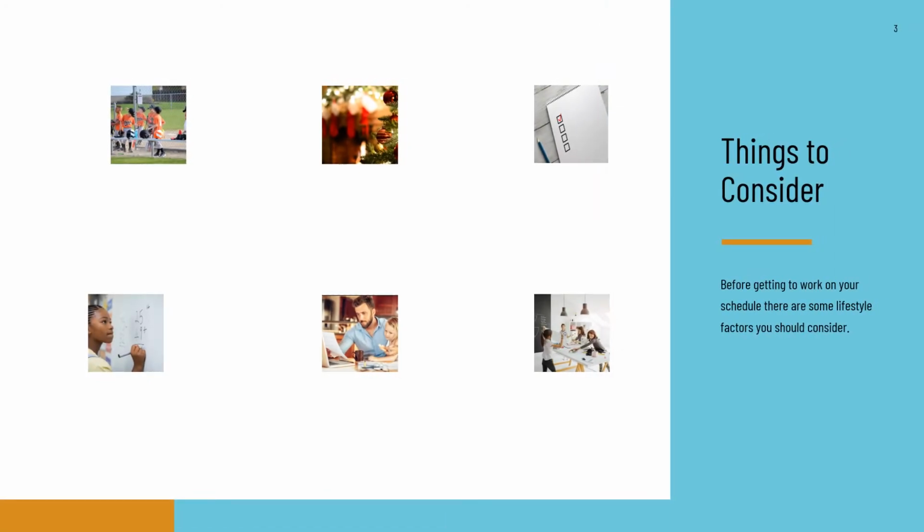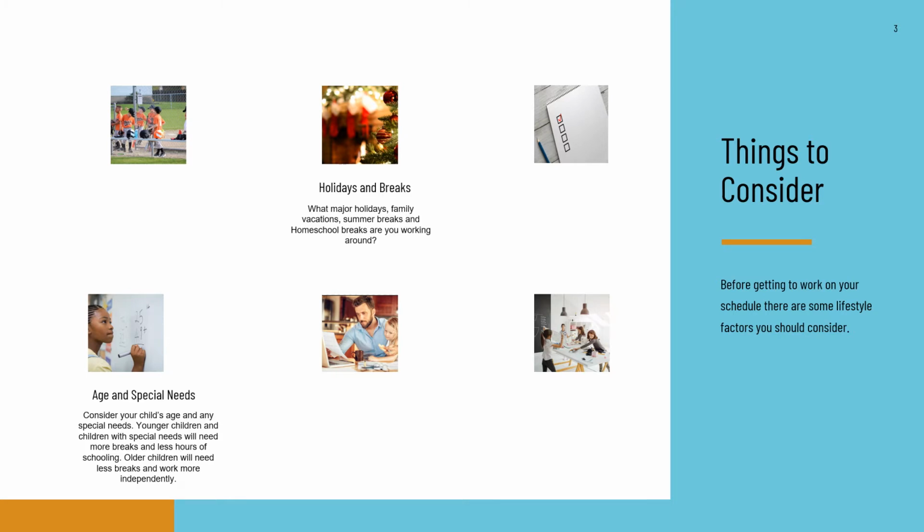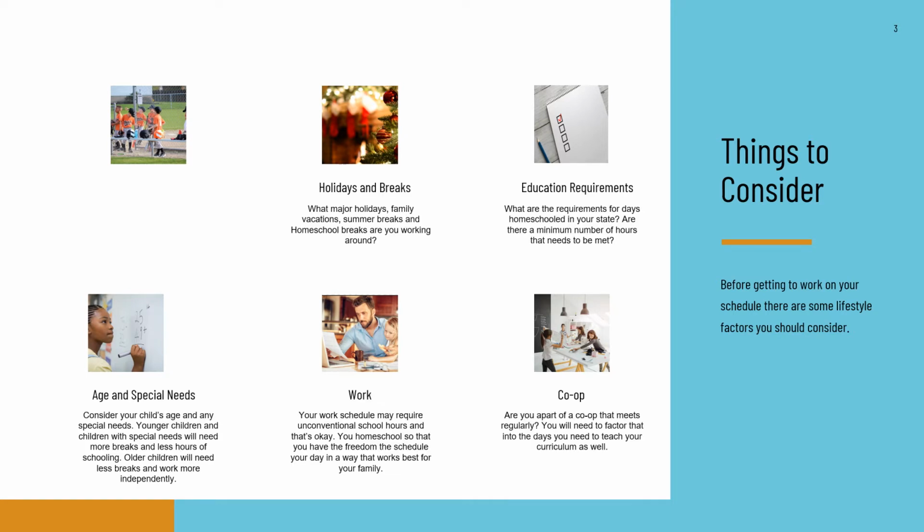Things to consider. Before getting to work on your schedule, there are some lifestyle factors you should consider. Extracurricular activities, for example. You want to make sure the days and times of your children's extracurricular activities do not interfere with other things as far as schooling goes. So if you've already scheduled them in your week, whether it's field trips, sports, park days, that's perfect. These are not impromptu things that you decide to do. They're planned in so they don't interrupt your school days.